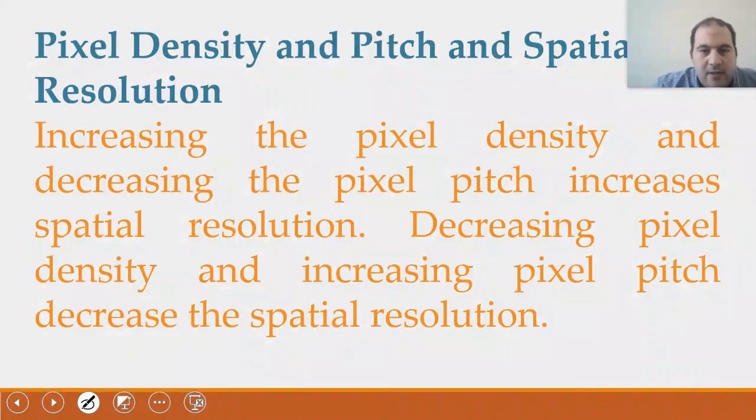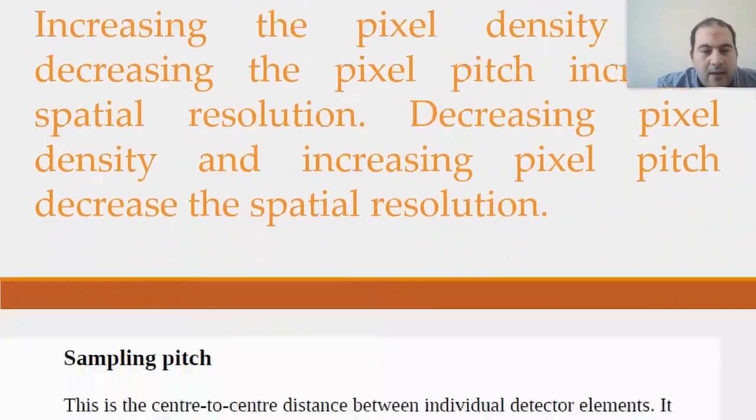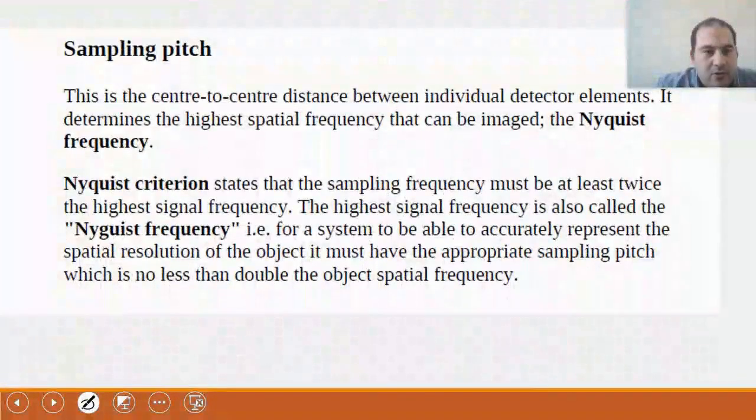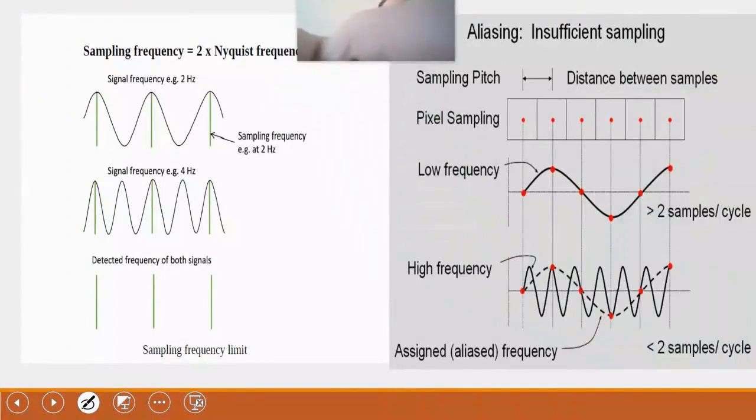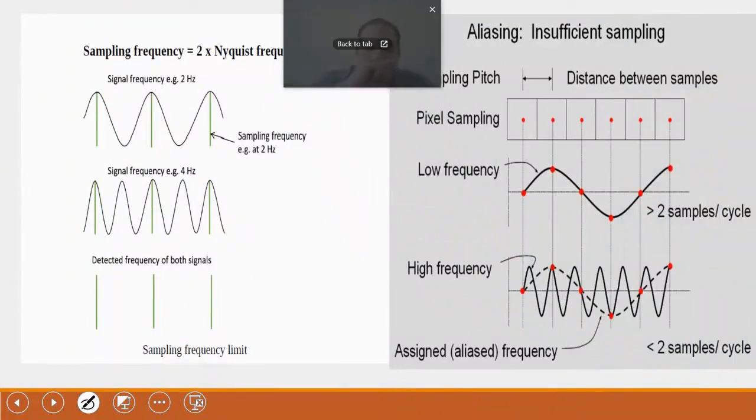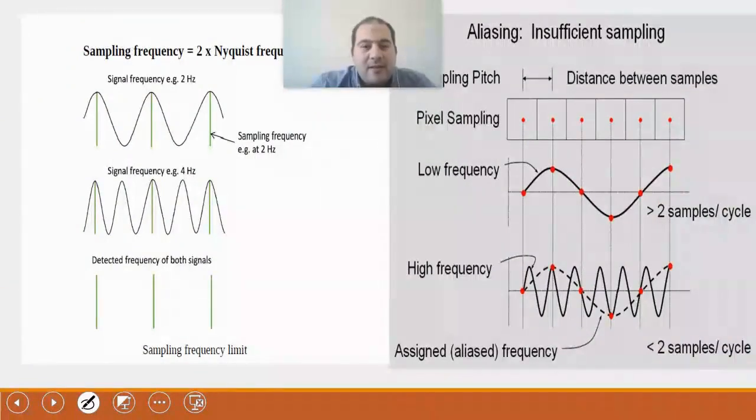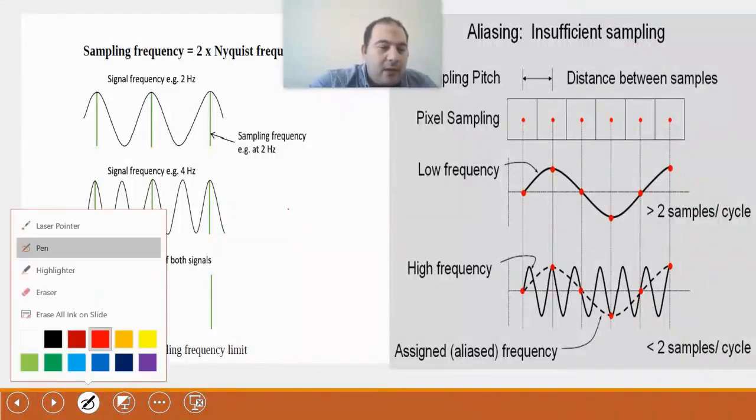Here, increasing the pixel density and decreasing the pixel pitch increases the spatial resolution, while decreasing the pixel density and increasing the pixel pitch decreases the spatial resolution. We talked about the Nyquist criteria with Nyquist frequency, and this example is exactly the same topic with no difference, but as I mentioned, I expressed it with this sine wave.